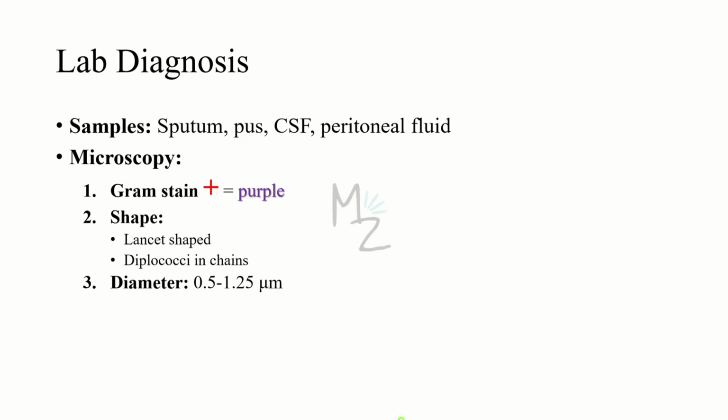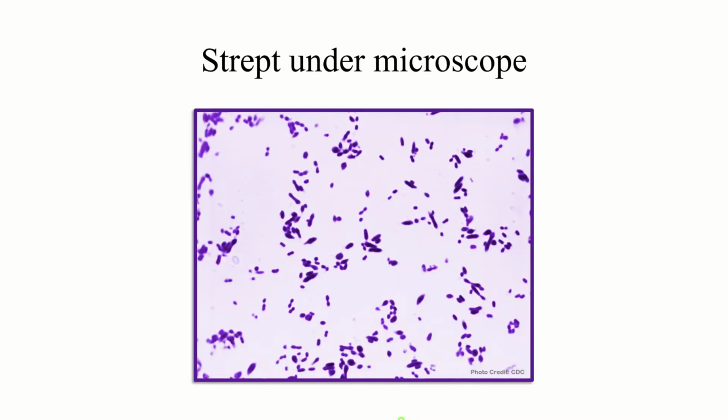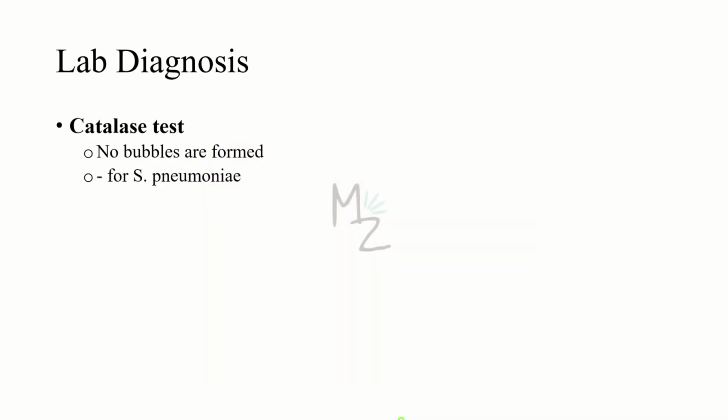We'll go for microscopy. On Gram staining, it will reveal that it is gram-positive because it stains purple. It is lancet-shaped diplococci in nature. Its diameter varies from 0.5 to 1.25 micrometers. As you can see, this is how it looks under the microscope. Purple-colored diplococci forming chains.